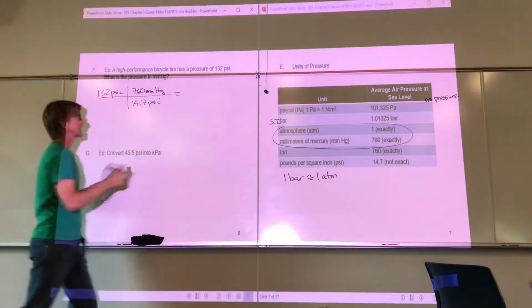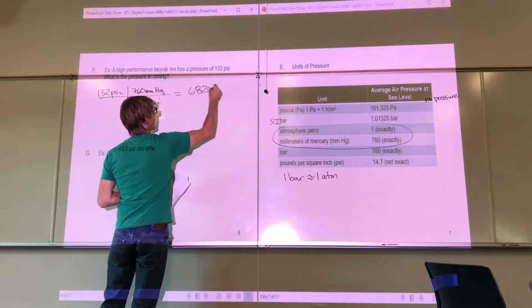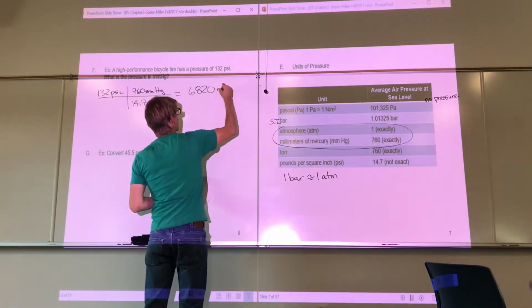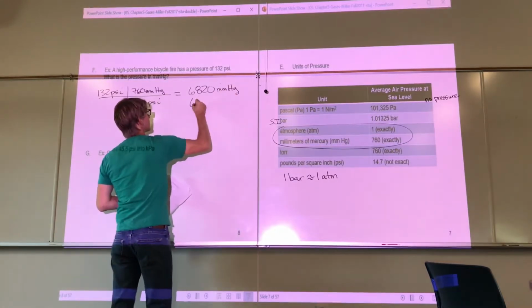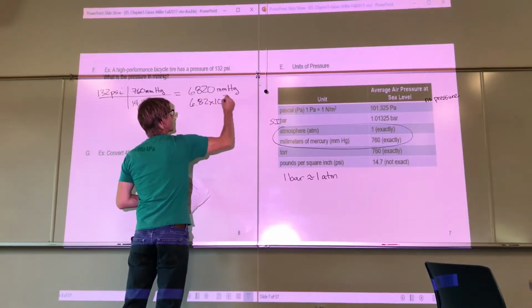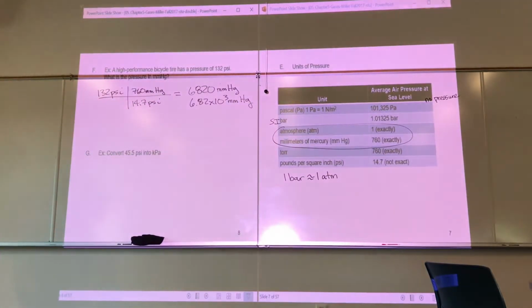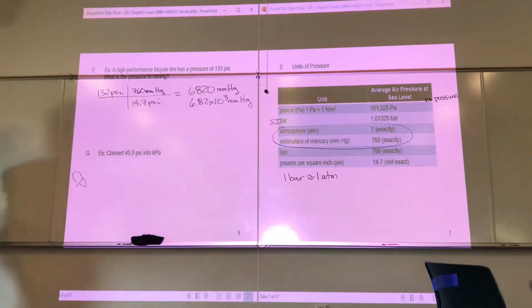Good. Anyway, so as we do this, I multiply this out. You get 6,820 millimeters of mercury. Which more or less ambiguously put for 3 sig figs, 6.82 times 10 to the third. After your exam, should you want to come back and practice on unit conversions, we've got another companion problem. That's what CP stands for.